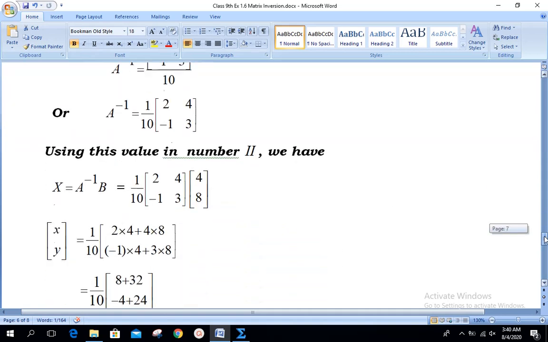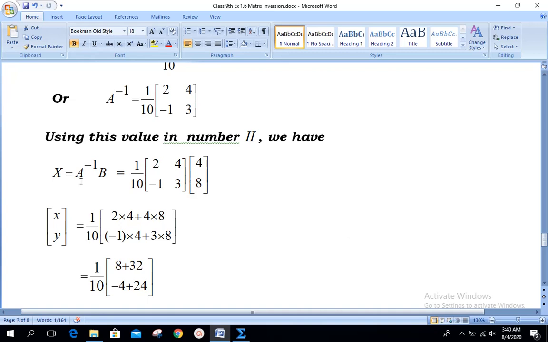So using the values over here, we obtain 1 over 10 into a matrix of order 2 by 2, 2, 4, minus 1, 3 into a matrix of constants, column matrix 4, 8. Again the procedure is same. First element over here multiplied with first element and then sign plus, second element over here and move here in vertical frame second matrix multiplied with second element. So we reach 2 into 4 plus 4 into 8. In the new line, new row, minus 1 into 4 plus 3 into 8.